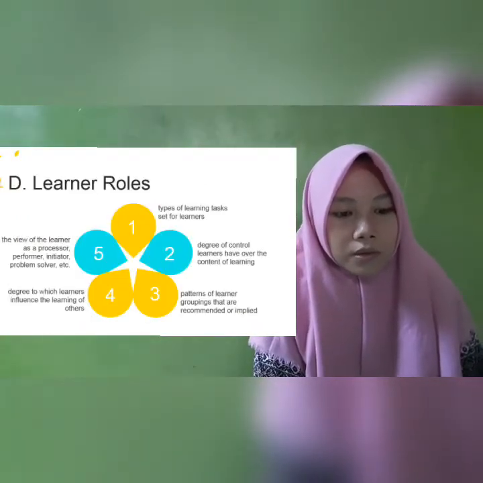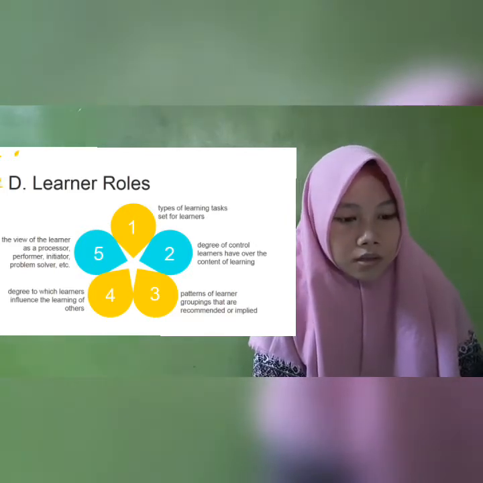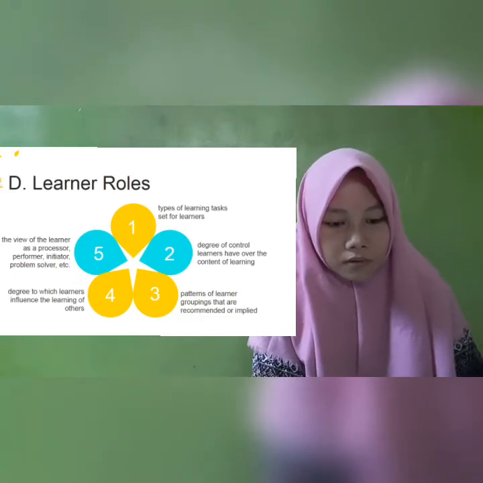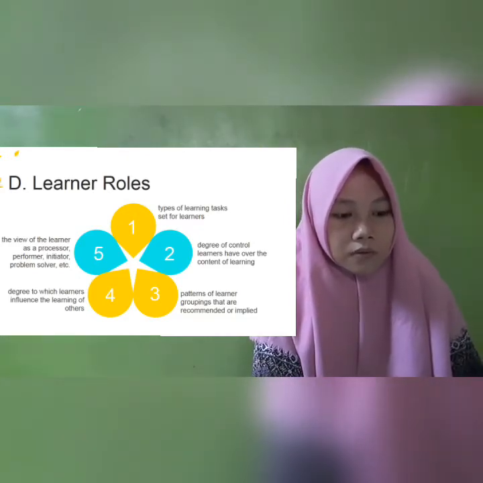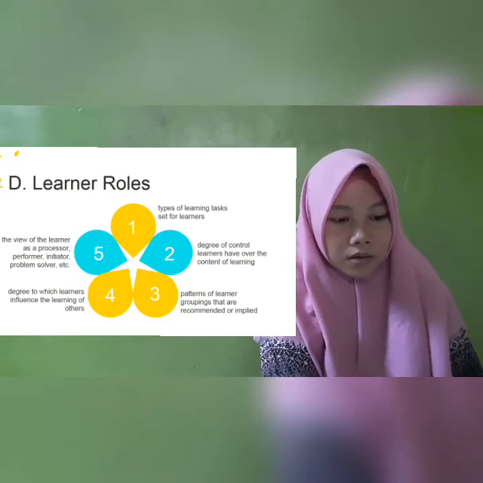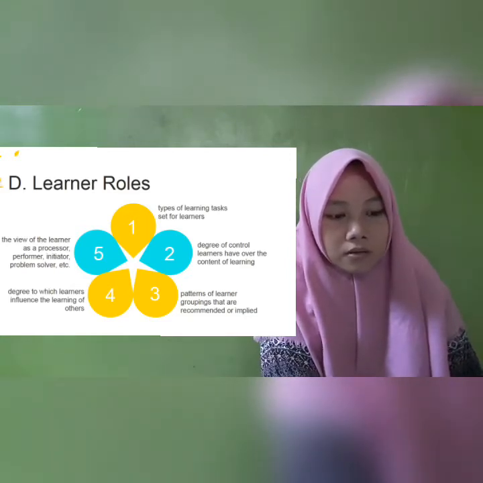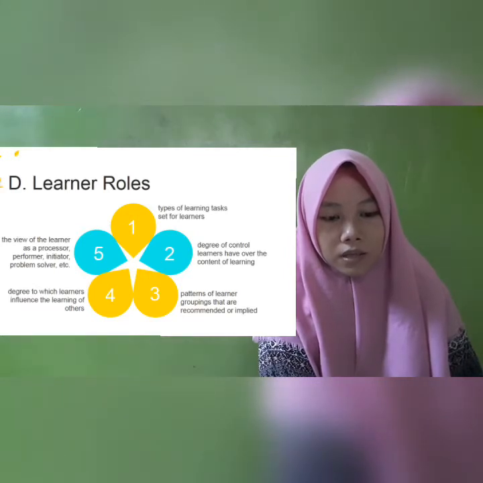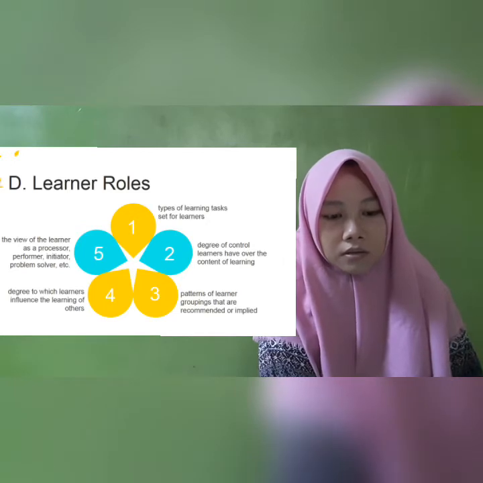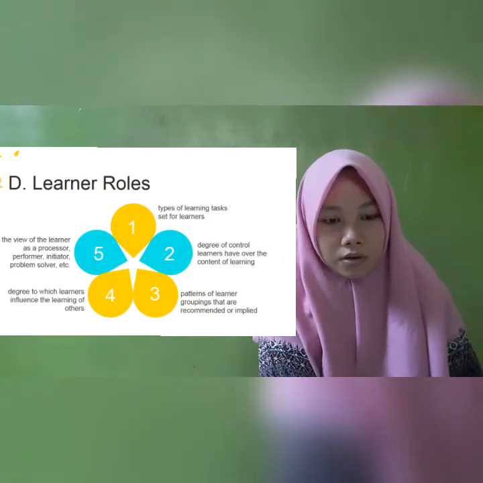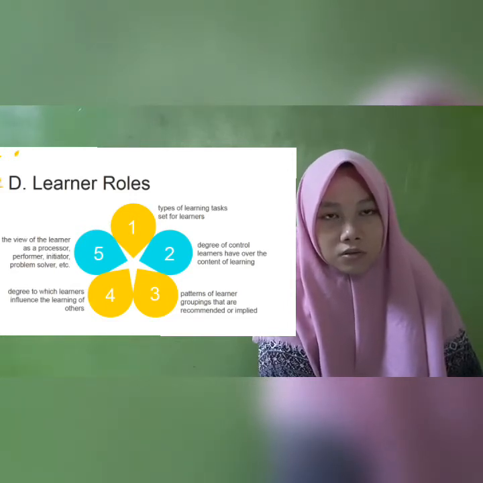So there are 5 parts here to be discussed. First, types of learning task set for the learners. Of course, we have to set the learning task first, and then the degree of control learners have over the content of learning. The third is patterns of learner, things that are commanded or implied. The fourth, degree to which learners influence the learning of others. And then the fifth, the view of the learner as a processor, performer, initiator, problem solver, etc.